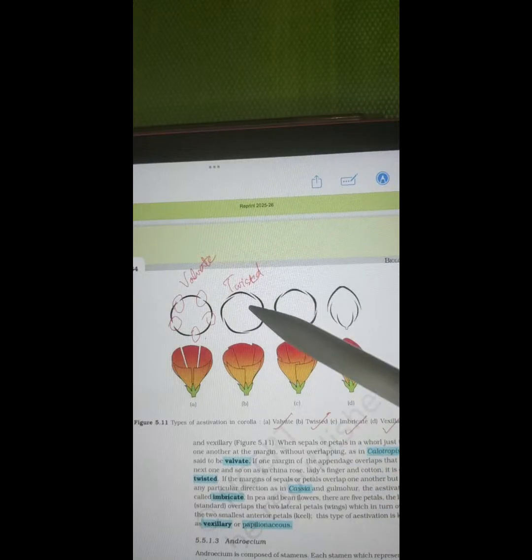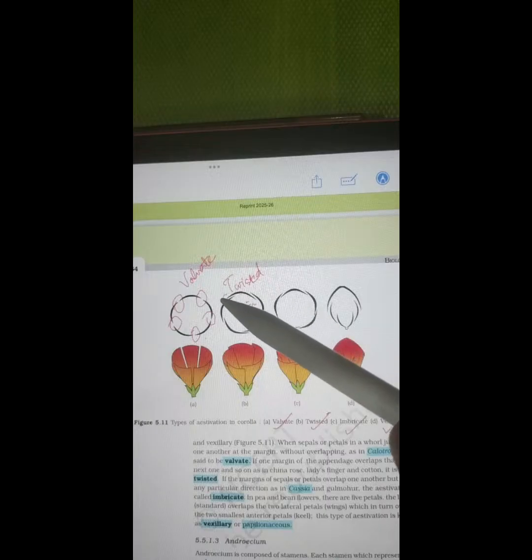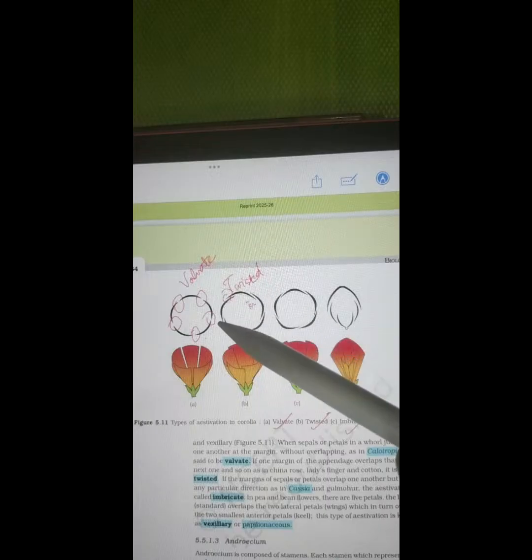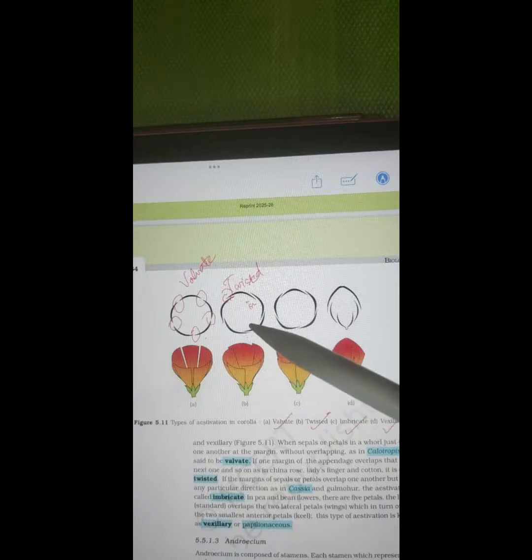This one is twisted. See here, one is in, this side is out. This is again in, out, in, out, in, out. So one side of the petal is enclosed with the help of another one. Such a type of estivation, if you are noticing in a flower, then the flower will be known to have twisted estivation.